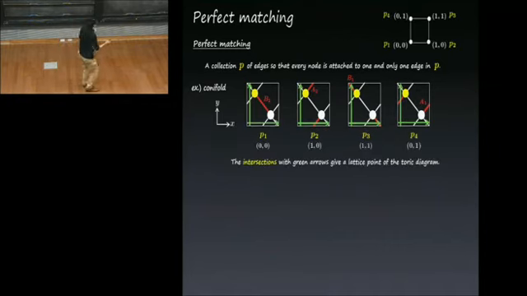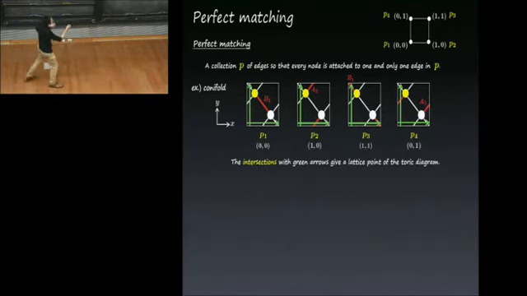Then let me consider the intersection number between these red edges and green arrows. Green arrows are going in the x direction and y direction. In this picture, we have no intersection, so we assign 0, 0 to this perfect matching. But in the second perfect matching, we have one intersection between the x direction green arrow and the red edge. But the y direction has no intersection, so we assign 1, 0 to this perfect matching. And we do the same thing for all the perfect matchings.